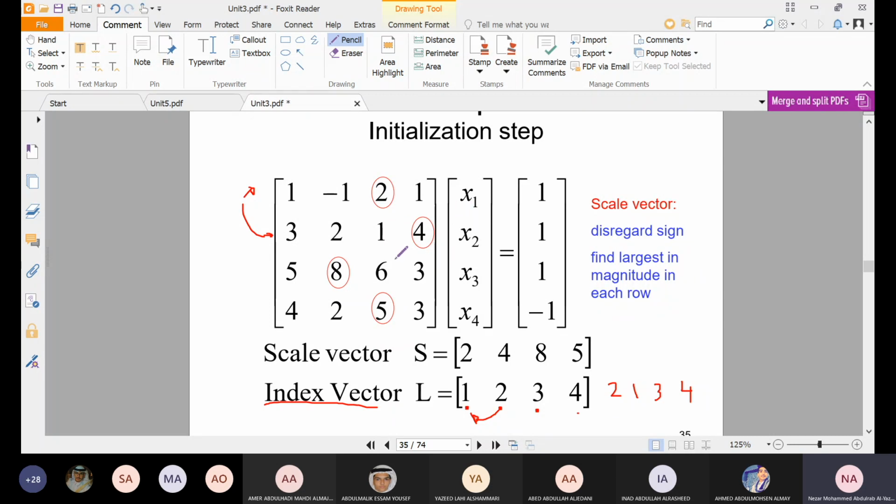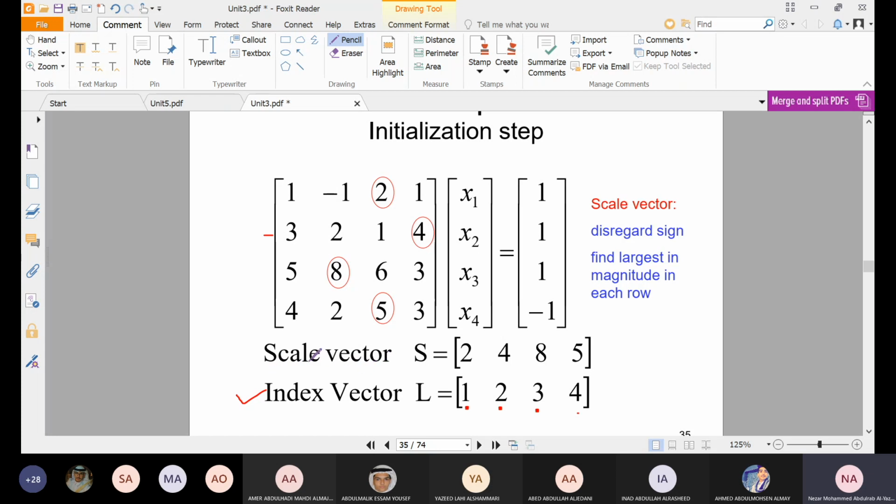Okay, so this one, what's the need of the index vector here? This will be the difference between the scaled and partial pivoting. Here there is no need to do swapping between the rows. Okay, no need. The second step is to generate the scale vector.